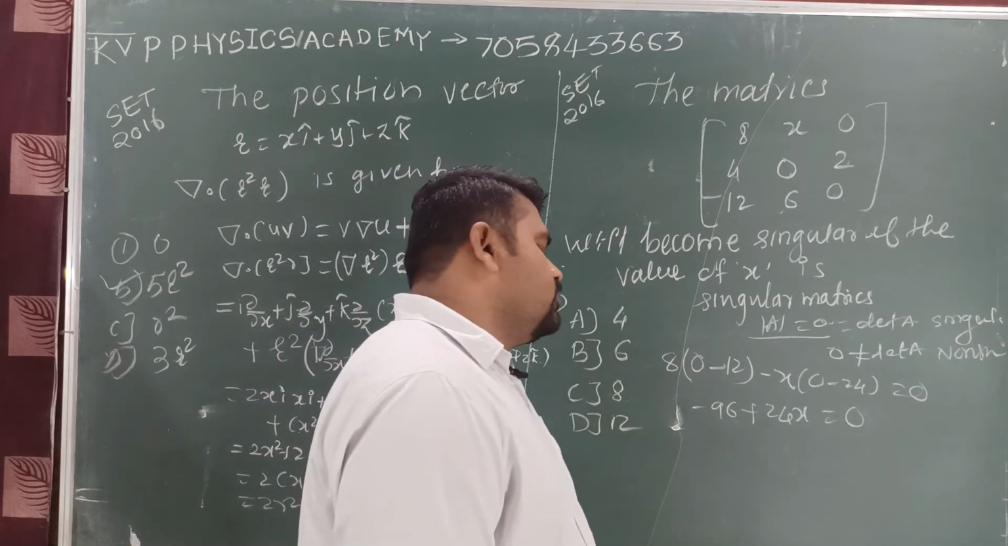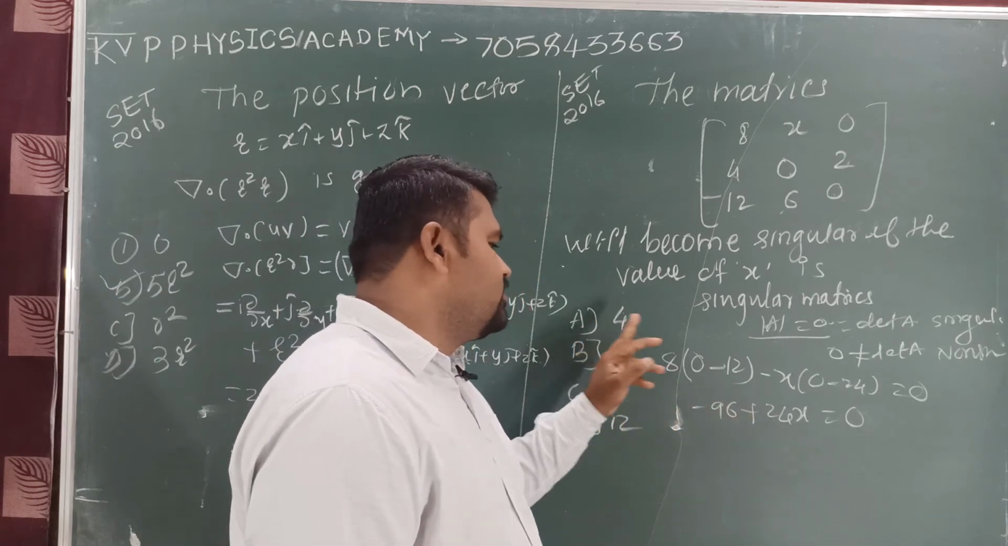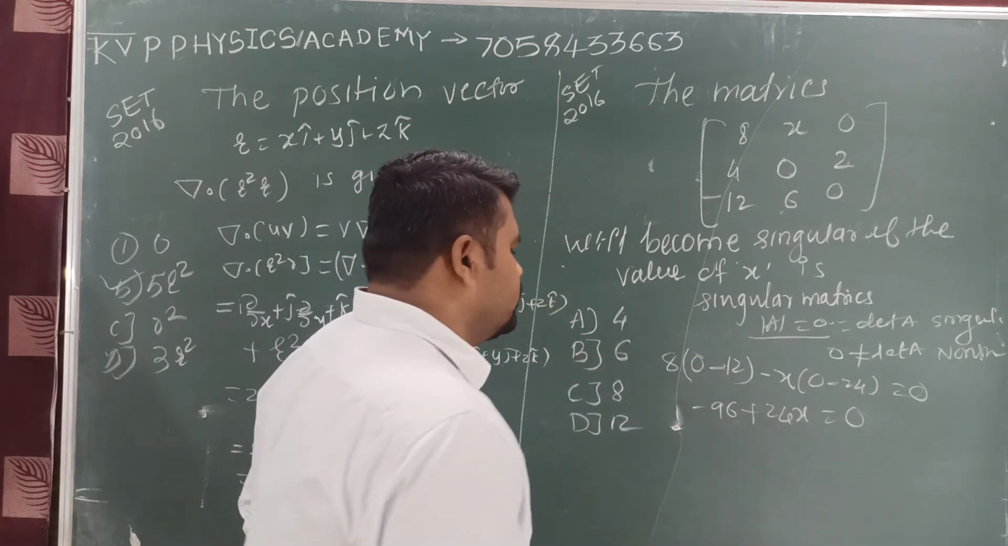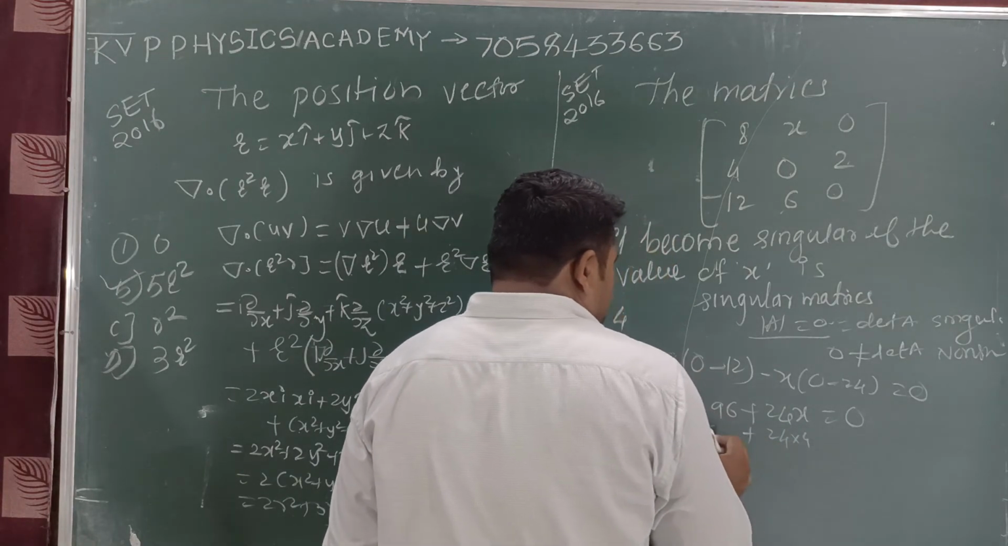624. This also is not close to the minus 96. Okay, means this also is not correct. Next, substitute the 4. 4 into 24, 24 into 4 plus minus 96.